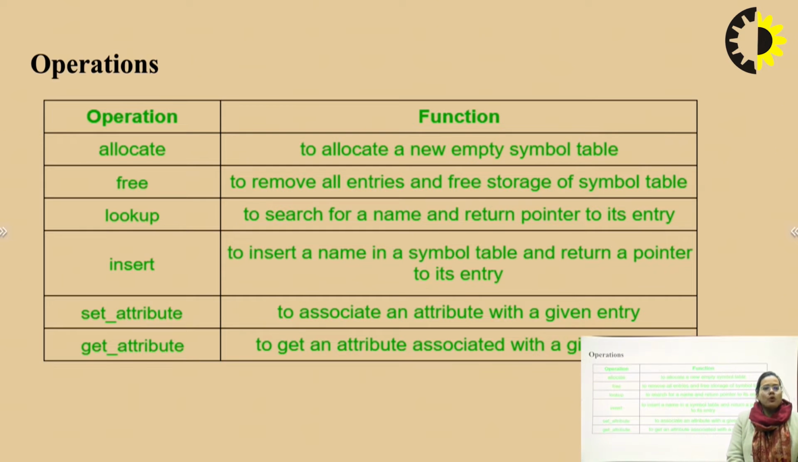Lookup is the most important or most used operation in a symbol table. It searches for a name and returns a pointer to its entry. Insert inserts a name in the symbol table and returns a pointer to its entry. Set attribute means to associate an attribute with a given entry. Get attribute gets an attribute associated with a given entry.